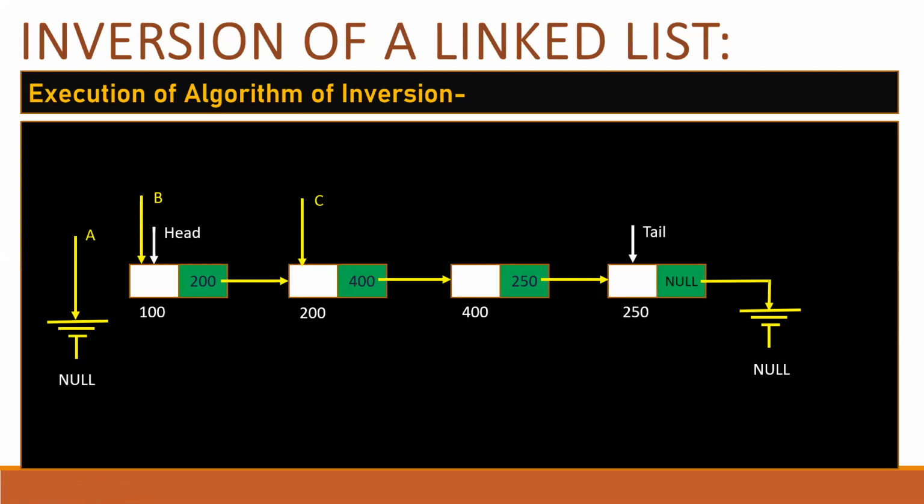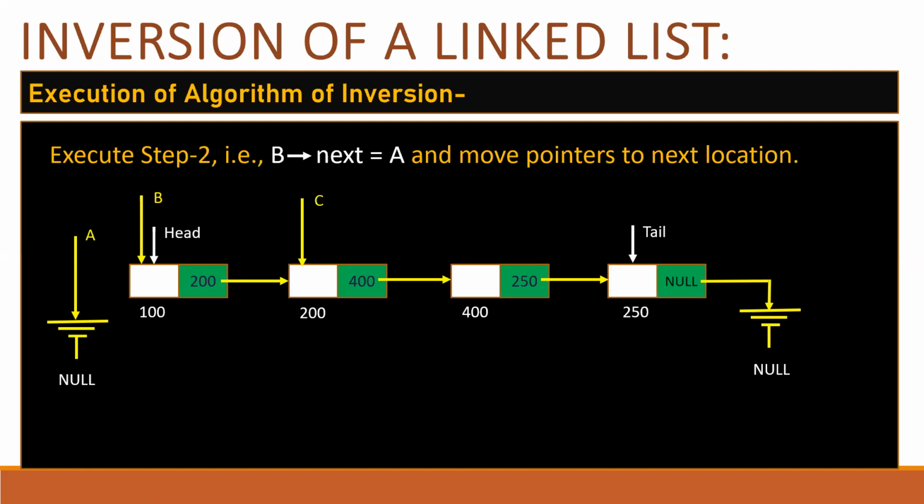Now, we connect the pointer B to the pointer A, so that B is connected to the null value. Means we have to make this first node as the last node. And we know that the last node contains a value null in its next field. Therefore, in place of 200, we have to store the value null. So we execute B arrow next is equal to A. So 200 is replaced with a null value. Null means this node is connected to the pointer A.